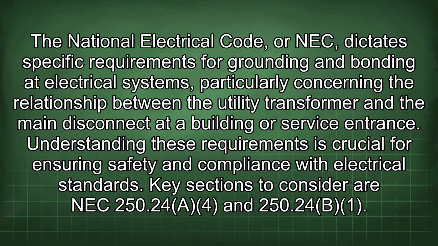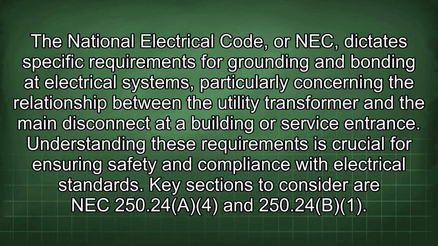The National Electrical Code, or NEC, dictates specific requirements for grounding and bonding at electrical systems, particularly concerning the relationship between the utility transformer and the main disconnect at a building or service entrance. Understanding these requirements is crucial for ensuring safety and compliance with electrical standards.